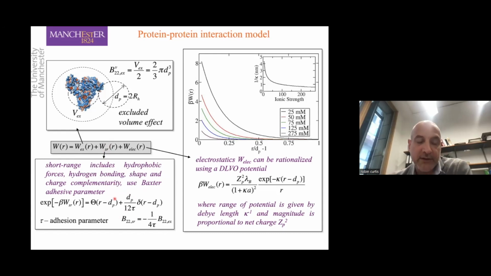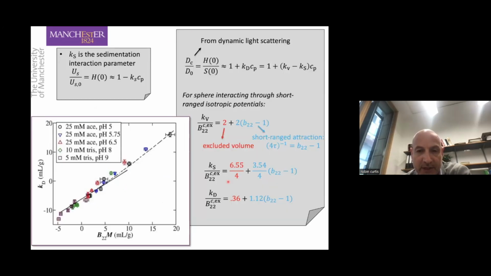The reason we do that, number one, is we don't really know what this interaction is. And then the Baxter model only has one adjustable parameter, whereas if you use a square well potential, you have two adjustable parameters. And then for the double layer repulsion, we just use the DLVO theory. In DLVO theory, the potential depends upon the charge of the protein, and it depends upon the ionic strength. So the ionic strength controls the range of the potential. We usually use this as a starting point for understanding our measurements.